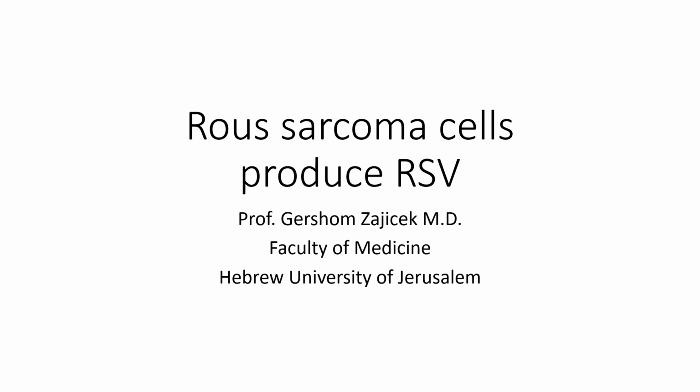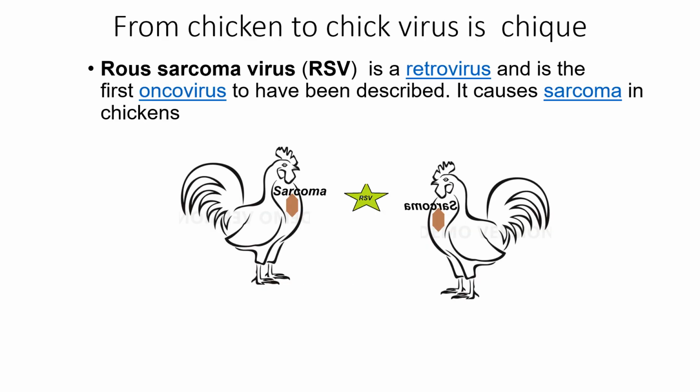Rous sarcoma cells produce RSV. A presentation by Professor Gershom Zaitchik, Faculty of Medicine, Hebrew University of Jerusalem.